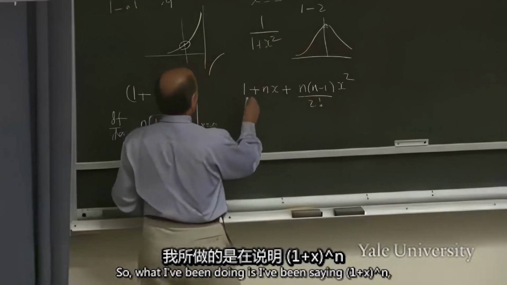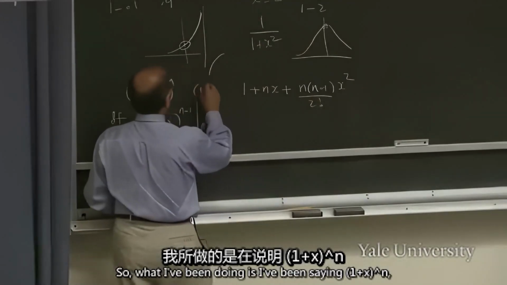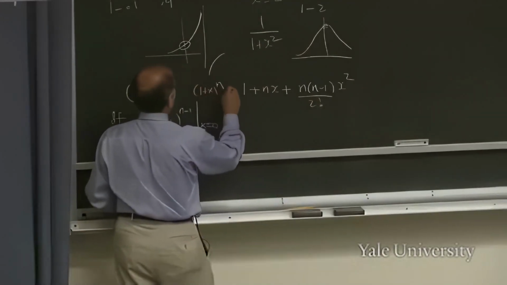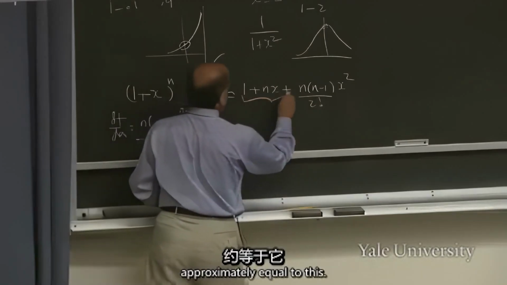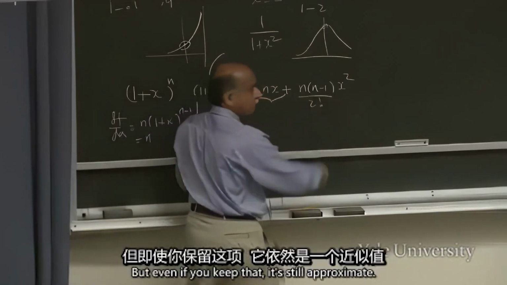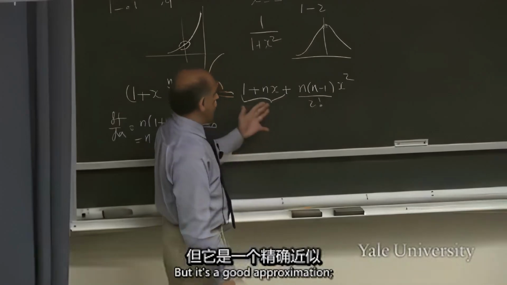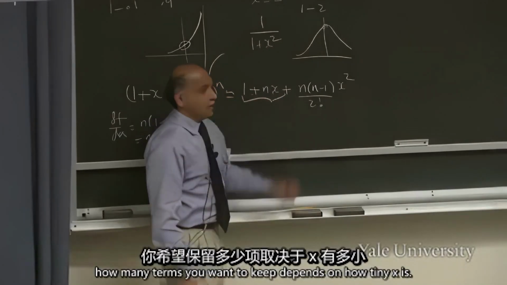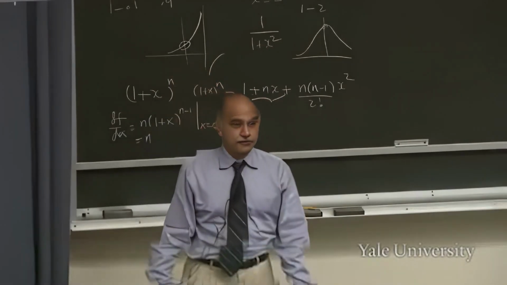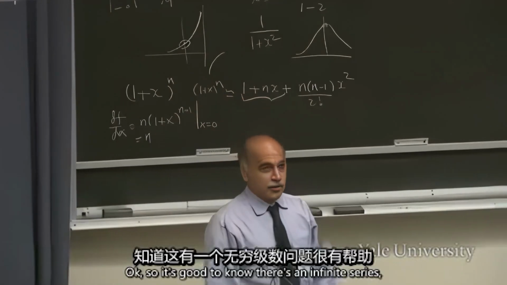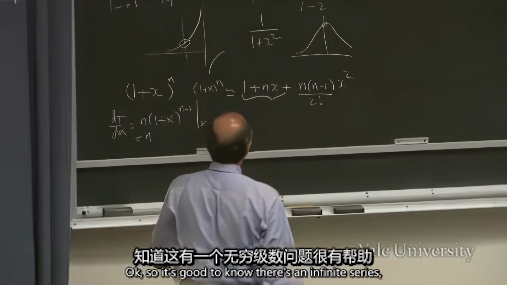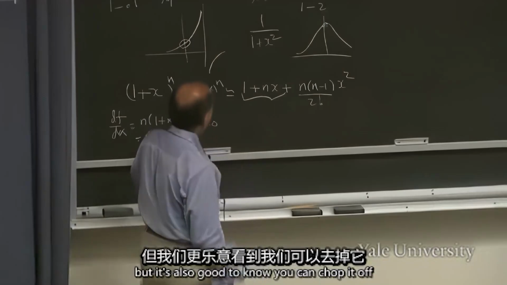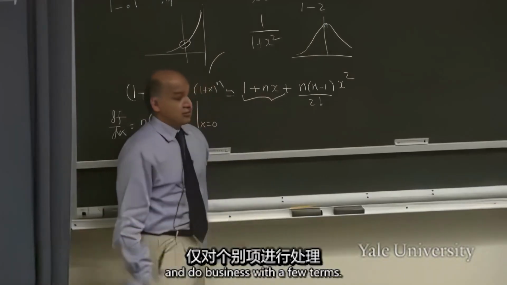So what I've been doing is saying (1 + x)^n is approximately equal to this. But even if you keep that, it's still approximate. But it's a good approximation. How many terms you want to keep depends on how tiny x is. Okay, so it's good to know there's an infinite series, but it's also good to know you can chop it off and do business with a few terms.